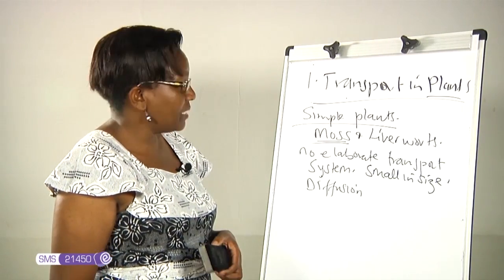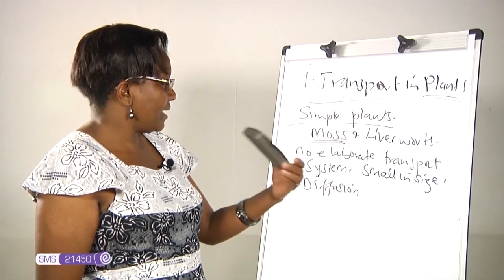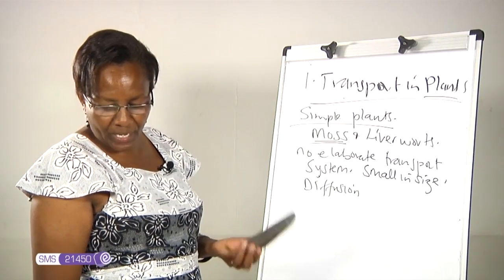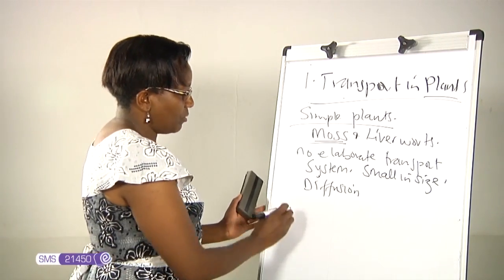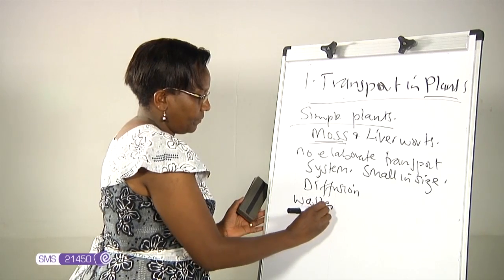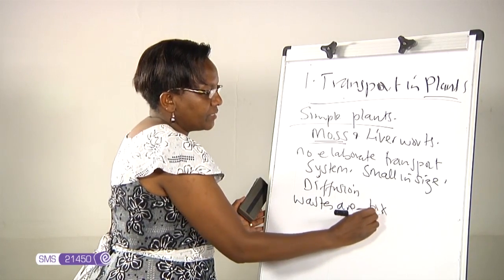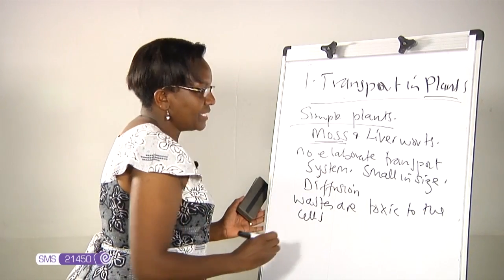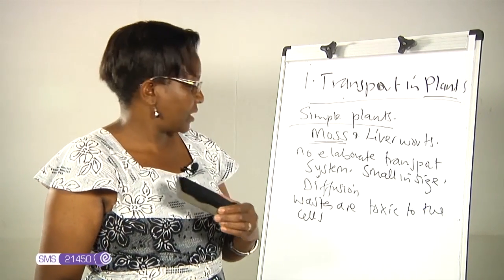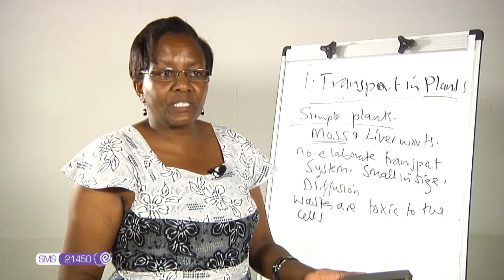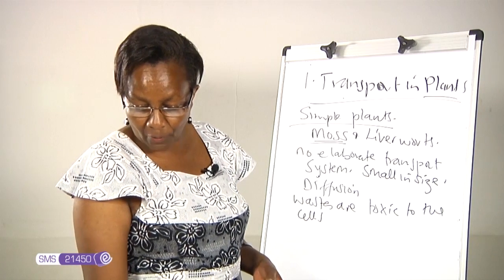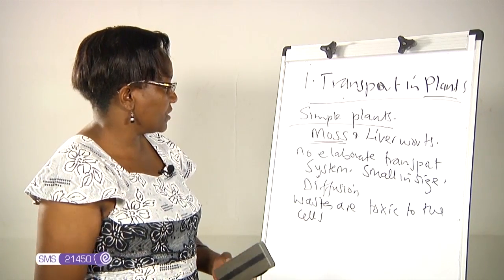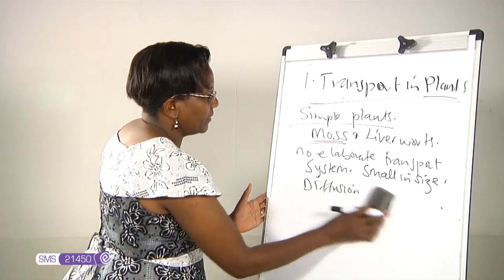Now, why is it important that when they use the nutrients, they form the wastes? Those wastes have to be removed. The reason is because the wastes are toxic to the cells. So the same system that is transporting the nutrients is the same system that will have to remove the waste so that the cells can be able to carry out their functions. Now, what about the higher plants?